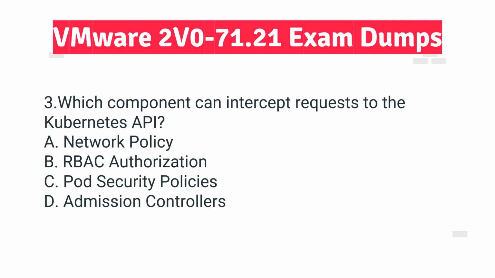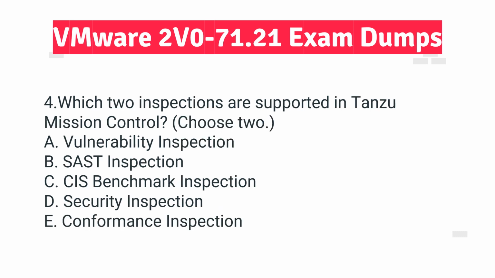3. Which component can intercept requests to the Kubernetes API? A. Network policy. B. RBAC authorization. C. Pod security policies. D. Admission controllers.